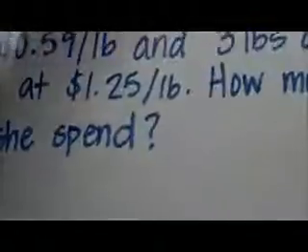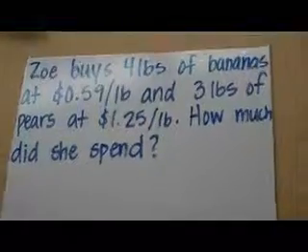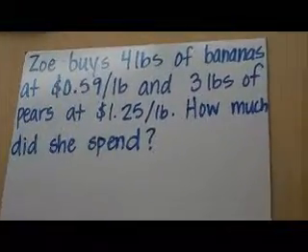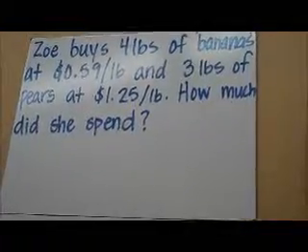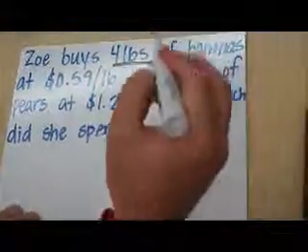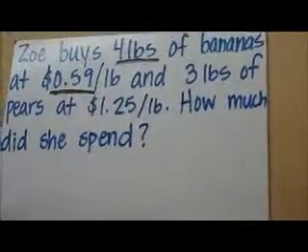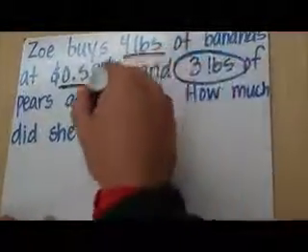All right, the next problem reads, Zoe buys 4 pounds of bananas at 59 cents a pound and 3 pounds of pears at $1.25 a pound. How much did she spend? There's a lot of good information that we need. The 4 pounds of bananas are 59 cents a pound. The 3 pounds of pears are $1.25.